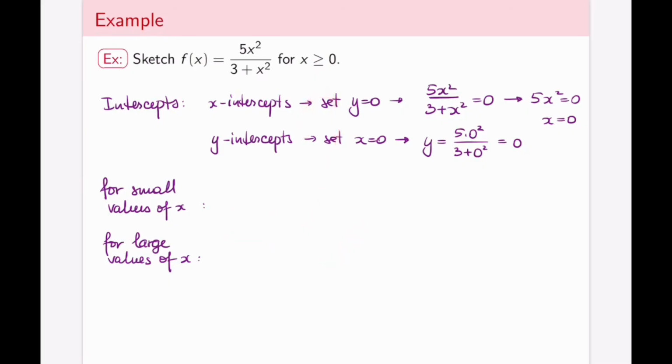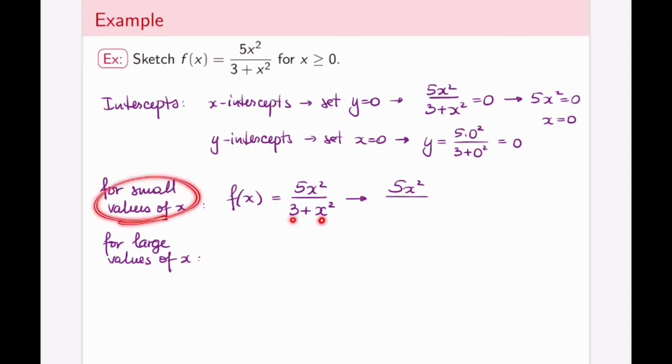So let's take a look at what I have here. My function is 5x squared over 3 plus x squared. What's going to happen to the numerator and denominator for small values of x? What are they going to approach? Well, in the numerator, I don't really have a choice. There's only one term there, 5x squared, so I have to keep it. But on the denominator, I have two power functions to pick from, 3 and x squared.